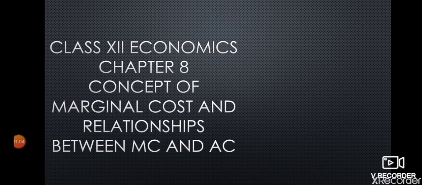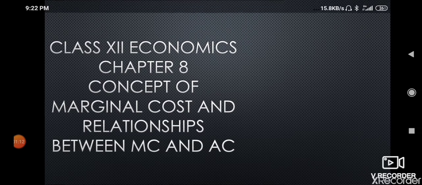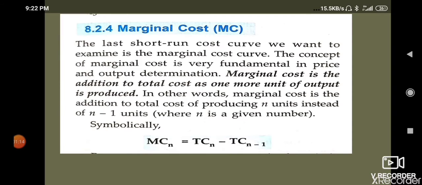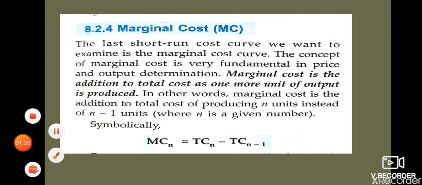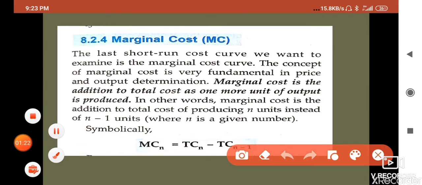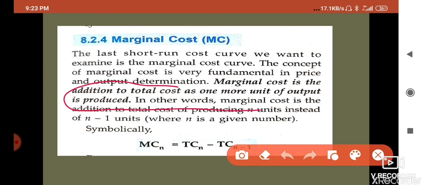We are going to discuss marginal cost today and the relationship between AC and MC. Already we have discussed average cost and total cost. So today we are going to start marginal cost. What marginal cost is, we have already discussed, but once again: it is the addition to the total cost as one more additional unit is added in the output.